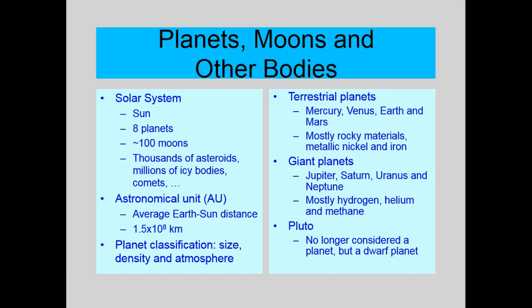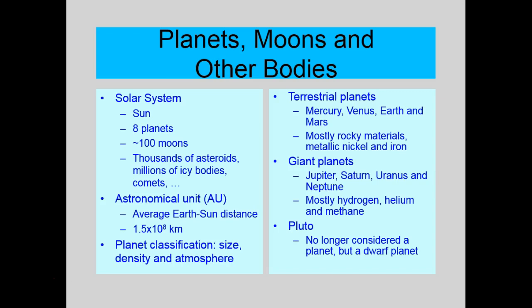Now, why do we say average? Because we don't have a perfectly circular orbit. We have a slightly elliptical orbit. Sometimes we're closer to the sun and sometimes further away. So that's why they say average Earth-Sun distance. Now, how do we classify those 8 planets? Well, size is one, density is one, and atmosphere is one. Okay? Now, they say that and then split them up into 2 classifications that sound like they have nothing to do with either one of those, but they really do.